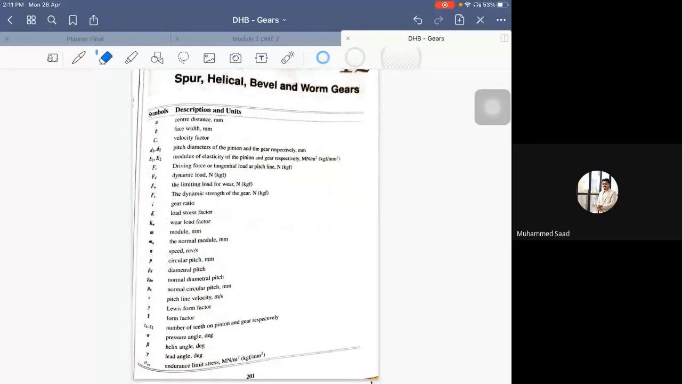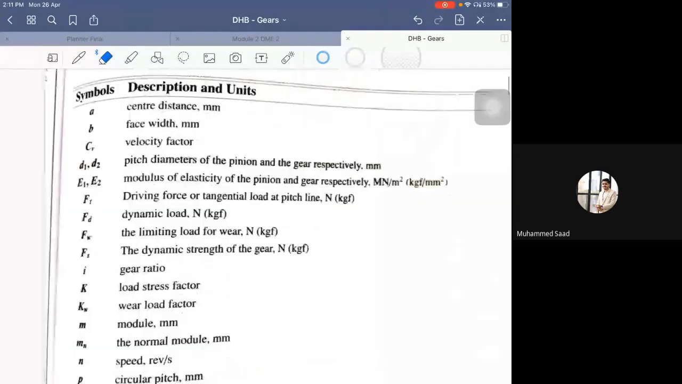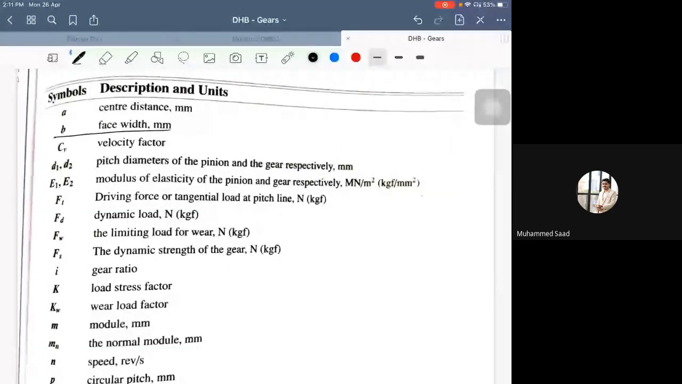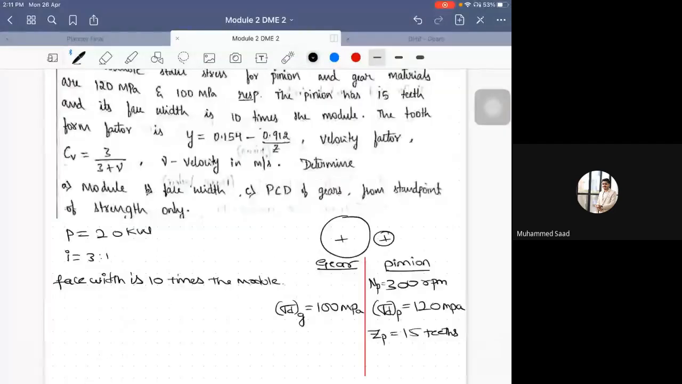Where is the face width? You can see the face width is being represented in mm, so it's b. b is nothing but 10 times the module, so 10 times m. So that is what he has given.